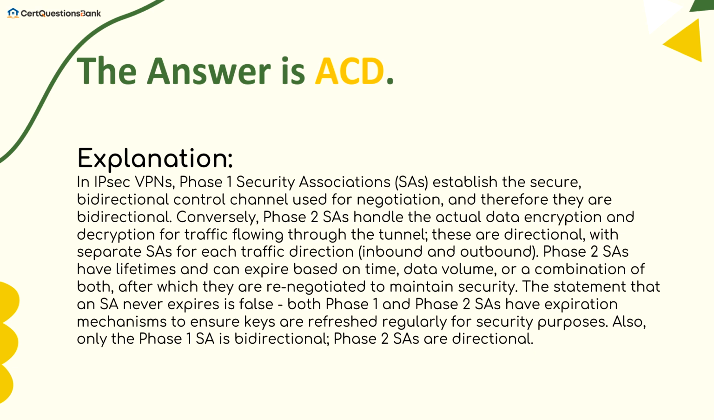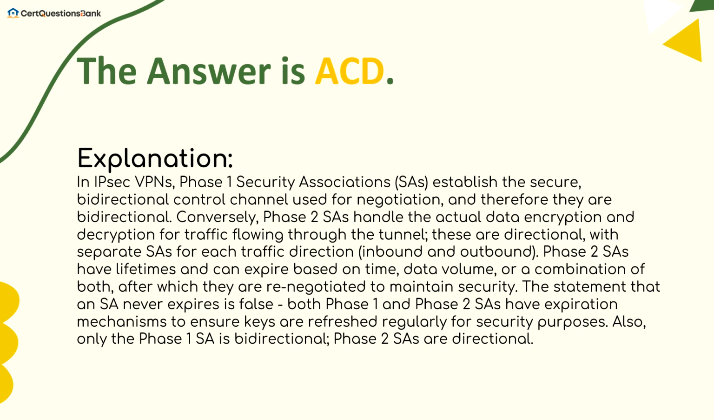In IPsec VPNs, Phase 1 security associations, SAs, establish the secure, bidirectional control channel used for negotiation, and therefore they are bidirectional. Conversely, Phase 2 SAs handle the actual data encryption and decryption for traffic flowing through the tunnel. These are directional, with separate SAs for each traffic direction, inbound and outbound. Phase 2 SAs have lifetimes and can expire based on time, data volume, or a combination of both, after which they are renegotiated to maintain security.